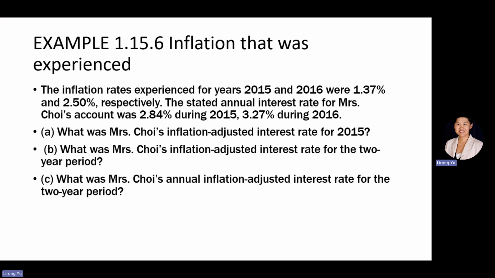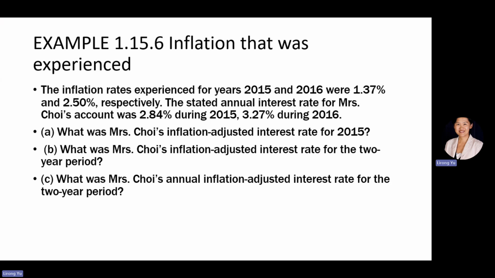So let's look at questions A, B, C. A is to find the inflation adjusted interest rate. By name, we're trying to find J based on all the information given. Question A is really solving for J. B is what is Mrs. Choi's inflation adjusted interest rate for the 2-year period. This is really counting both years, and you have to find the combined interest rate and the combined inflation rate for 2 years. The given information in the question is the individual yearly interest rate and yearly inflation rate. So for B, you might have to work out how to combine them into a 2-year period.